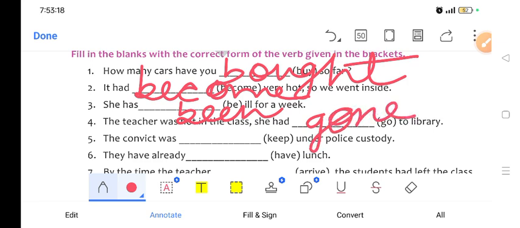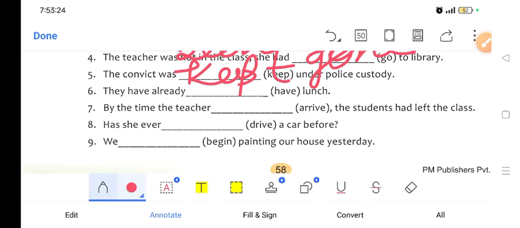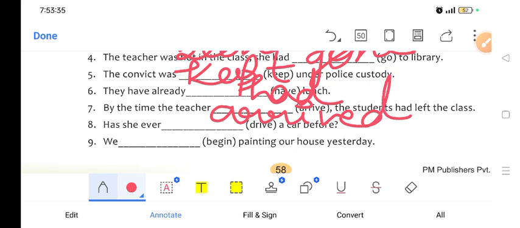Next, the convict was kept. The past of keep is kept. Next, you have already had. Have, had. Now, by the time the teacher arrived, arrived, the past tense. Has she ever driven? Drive, drove, driven. So the third form is driven.